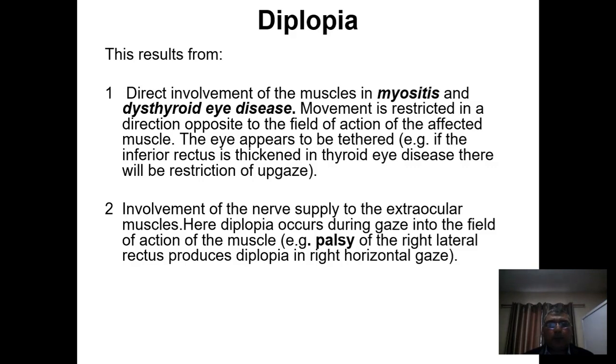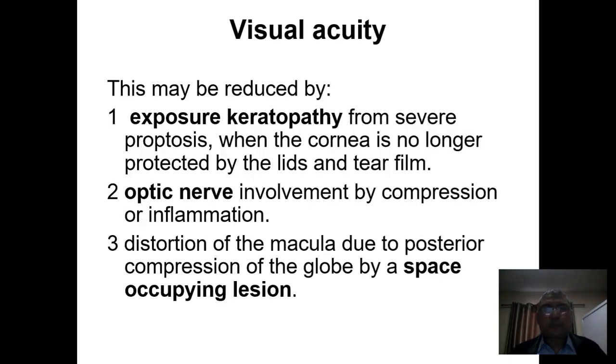Also, diplopia may occur due to involvement of the nerves passing to the extraocular muscles in the orbit, as in sixth nerve palsy, for example, or any other nerve palsy, resulting in diplopia in the direction of action of this muscle. Visual acuity may be affected in orbital diseases; for example, in cases of proptosis, exposure keratitis may occur, and this will result in diminution of vision.